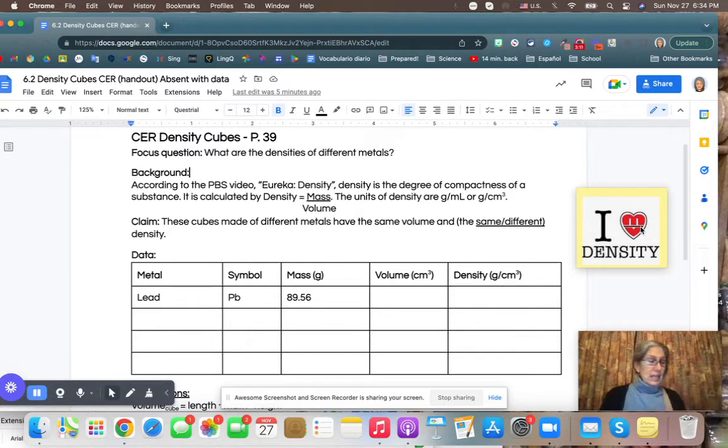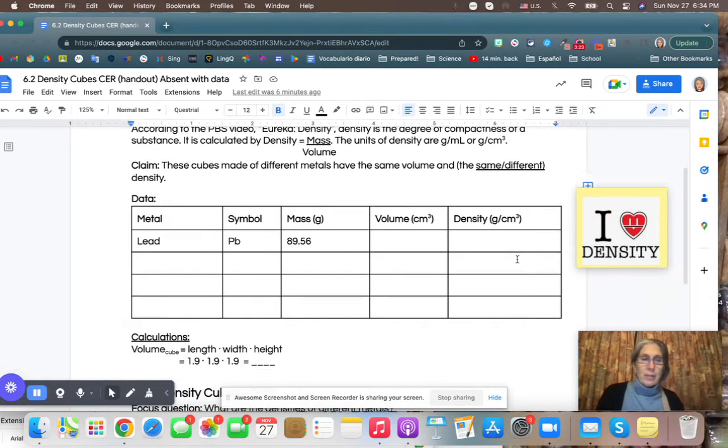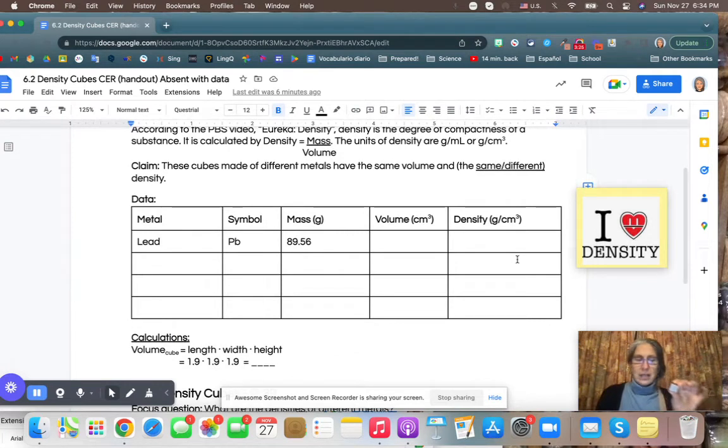Then I have to calculate the volume. This is a cube. So you might pause for a second to remember from math class, how do you calculate the volume of a cube? You might remember length times width times height. For a cube, you can also just go side times side times side. If I measure really carefully with my ruler, it's 1.9 centimeters. If you did 2, it's fine.